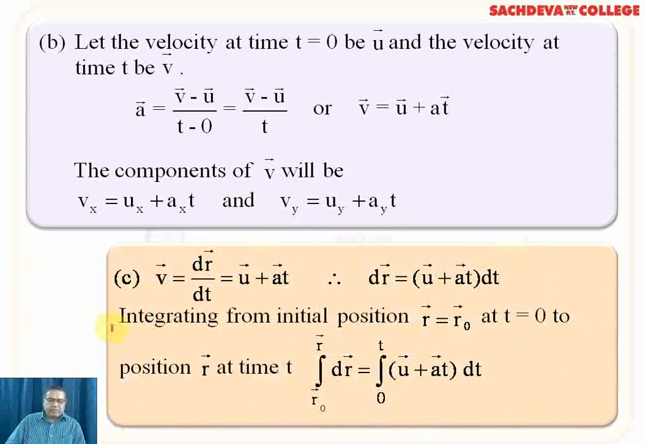Now, in the C part, what we are finding is that we are representing velocity, and velocity is the rate of displacement. So we have written d over dt, meaning rate of. R stands for displacement. So when we take the derivative of displacement, that will be velocity. So v is equal to dr by dt, meaning rate of displacement, and that is equal to u plus at. Now from this number, we calculate the value of dr. dr will be v dt, and this becomes u plus at into dt.